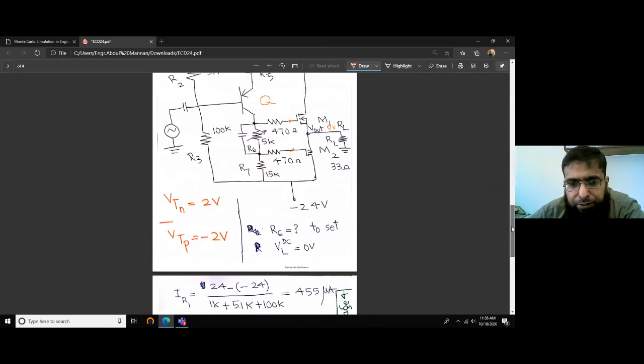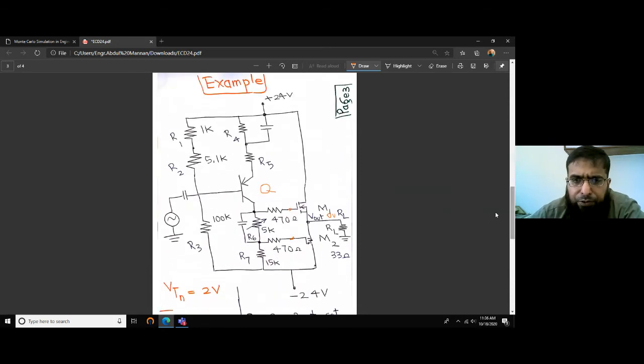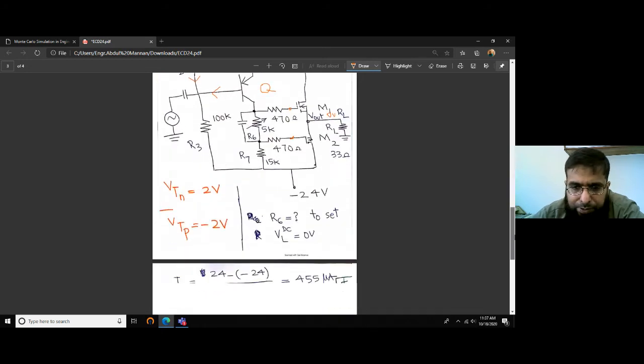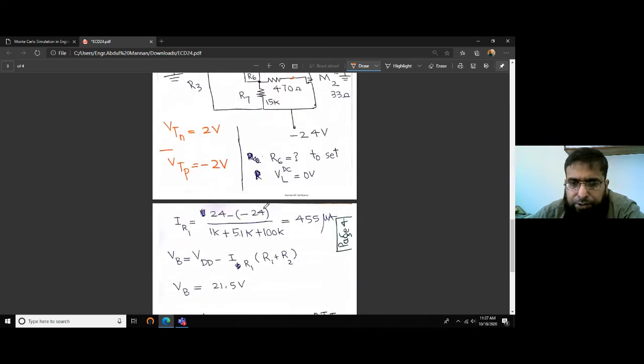So IR1, starting from this current. IR1 would be the current. 24 is the upper end, the lower end is at -24, and these three resistors. So the current flowing in this circuit, assuming there is negligible current that flows out of this terminal, assuming this current is negligibly small, the current in the main path is 24 minus minus 24 divided by all these resistors R1, R2, and R3.